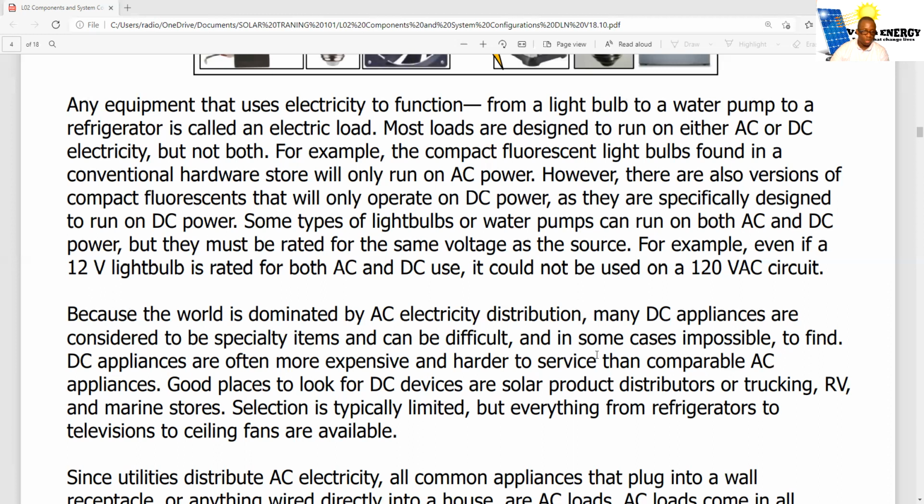That's why they say here it could not be used on a 120-volt socket. So if you have a 12-volt light bulb, even if it's rated for both AC and DC use, you cannot run it on a 120-volt socket. It might destroy your device.